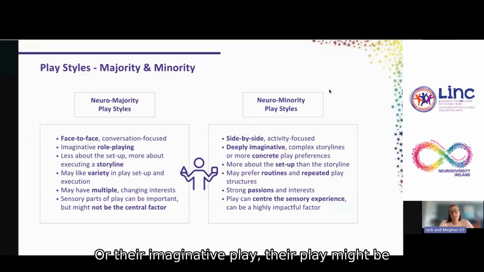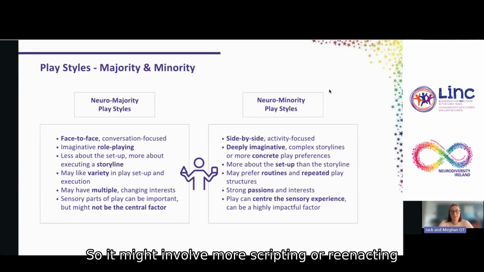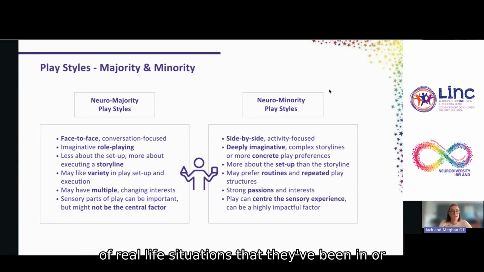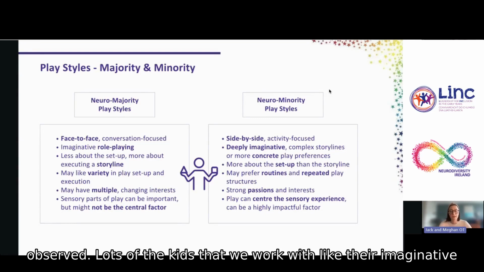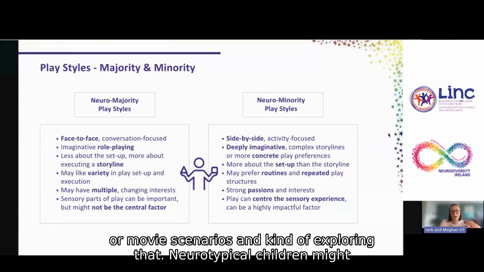Or their play might be more focused on concrete ideas and real life. So it might involve more scripting or reenacting of real life situations that they've been in or observed. Lots of the kids that we work with, their imaginative play is scripting TV scenarios or movie scenarios and exploring that.